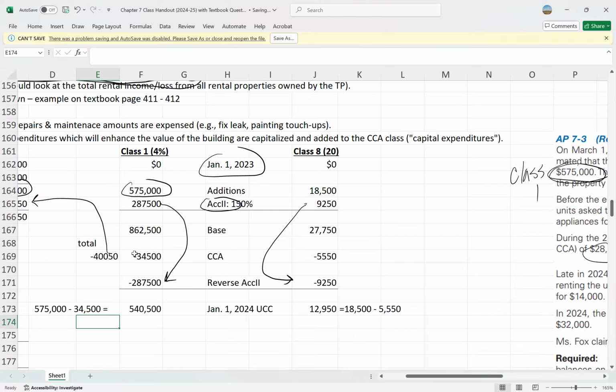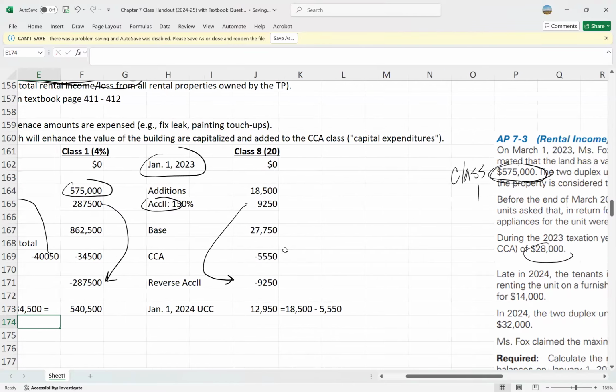Any questions about the 2023 year? Let's move now to 2024.